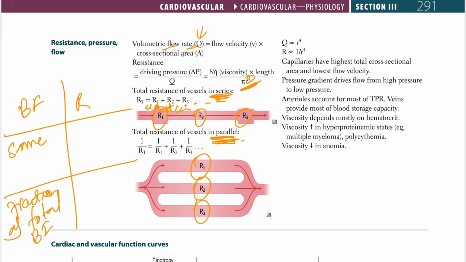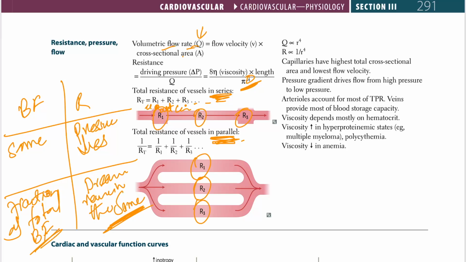While for the pressure, on the other hand, in series, as the blood flows, the pressure decreases as you move on and on from R1 to R2 to R3. While in parallel, with each parallel artery, the pressure is the same. Pressure remains the same. That's important, and this is also important. So two things are there, and that's all about your resistance and blood flow.